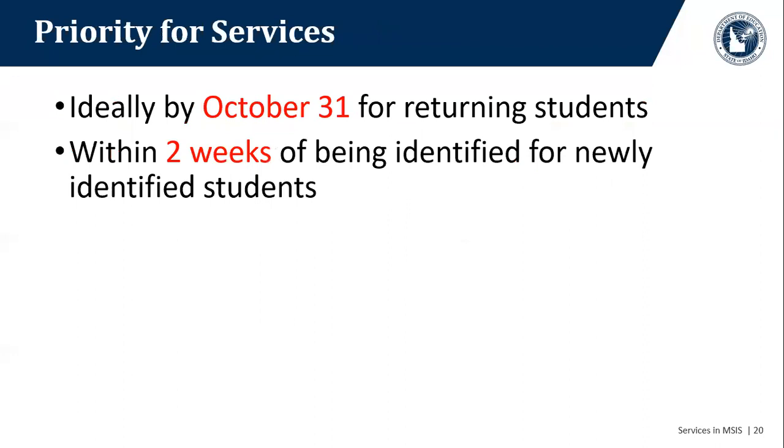Priority for services, we have it in your red binder in the instructions that ideally these returning students will all be considered for priority for services by October 31st. That's a somewhat arbitrary deadline. If you wanted to have them all done by September 30th, that would be just fine. But the longer you wait, the more likely it will be that a student's 12 months since their last qualifying move will be over and you won't be able to qualify them. So we strongly recommend getting those done by October 31st.